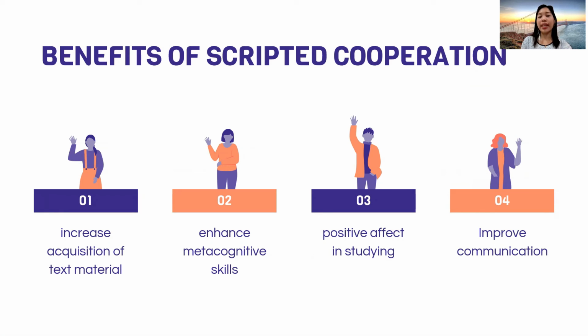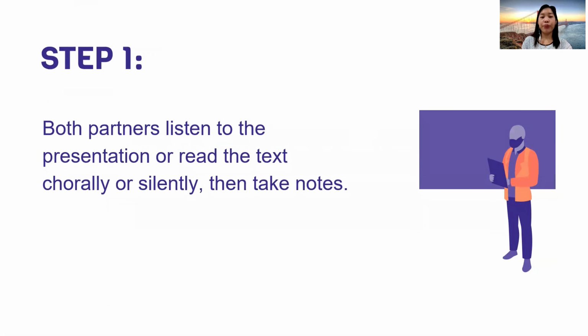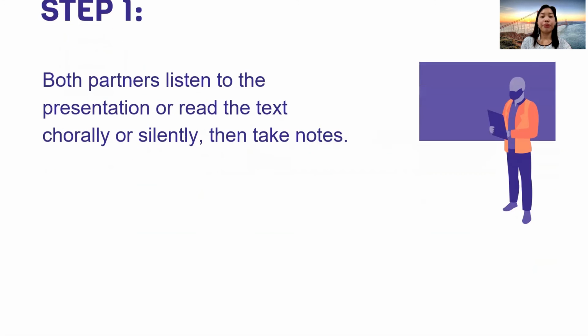If students arrive in the classroom without cooperative skills, the utilization of this model can be considered. This is where the teacher has to teach the students two roles, the recaller and the listener. So to guide us in the implementation of the scripted cooperation, here are the steps for us to follow. Step 1. Both partners listen to the presentation or read the text orally or silently, then take notes. One partner plays the role of recaller, the other partner plays the role of listener.